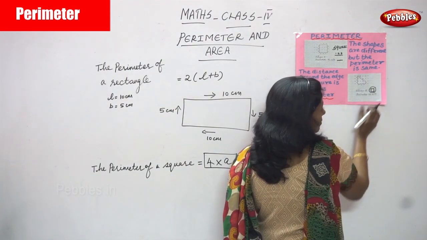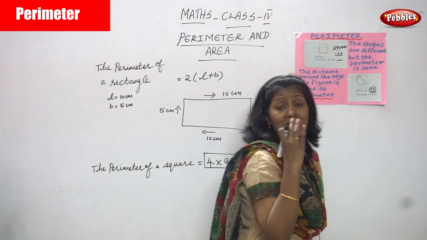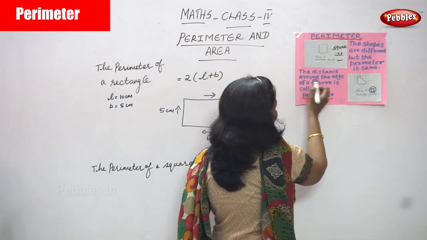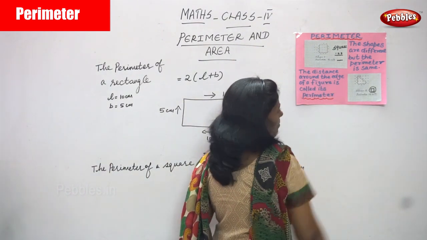Outer surface of the figure. That means the outer surface of the figure means the surrounding of the figure, the surrounding of the shape. That is what the distance around the edge of the figure is called: perimeter.